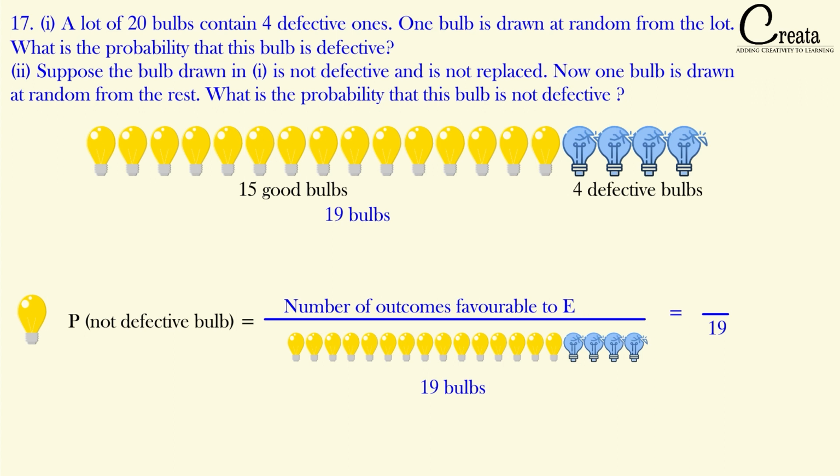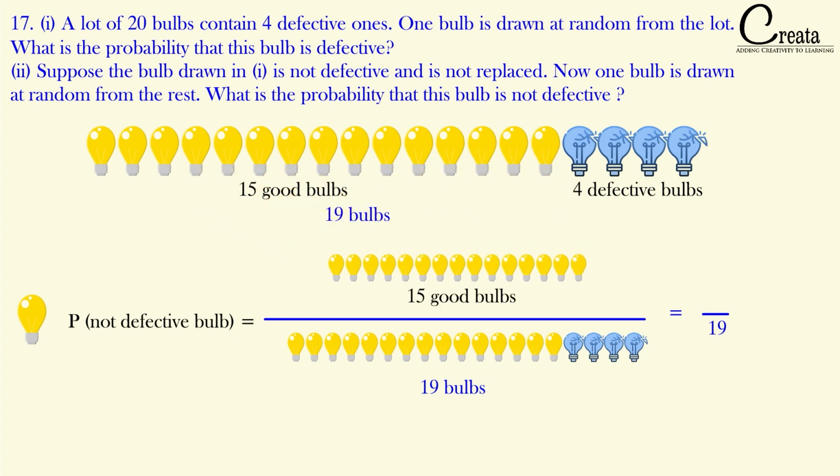And what will come in the numerator? Think. In the numerator, the favorable cases will come. And what are the favorable cases? We have to find the probability that the bulb is not defective. So the favorable cases of not defective bulbs will come. Note that in the first case, we calculated the probability of a defective bulb. Now we are calculating the probability of a not defective bulb. We have a total of 15 not defective bulbs, that is 15 good bulbs. So 15 good bulbs will come in the numerator. So we got our answer as 15 by 19.